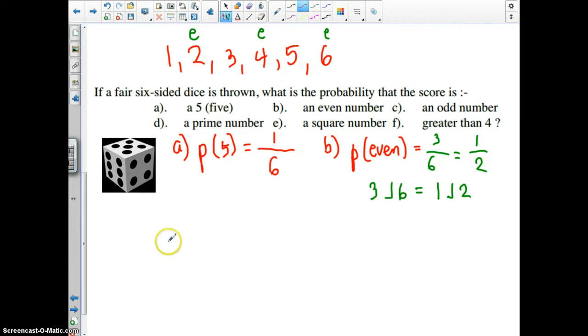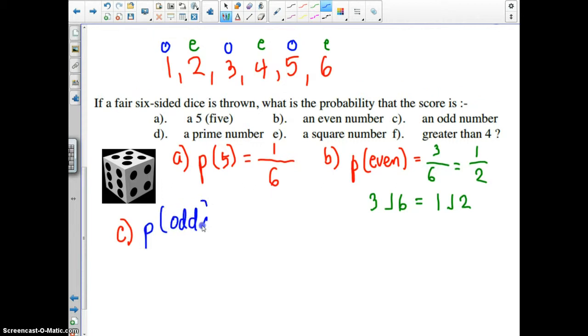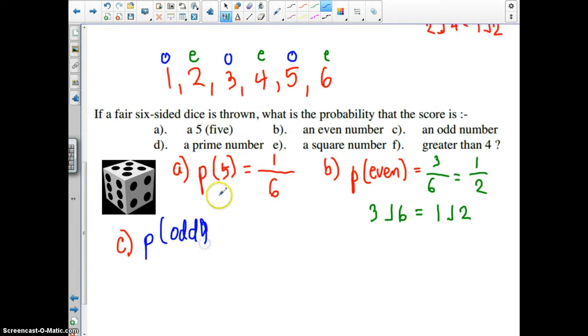Right. Now, what about question C? The probability that it is an odd number. Odd number. Let's choose that color now. Now which are the odd numbers here? This is an odd number, that's another odd number, and that's another odd number. So the probability that you will roll an odd number is equal to, how many odd numbers are there again? There are 3 odd numbers out of 6, the same as the even numbers. If you simplify that, that will be 1/2.